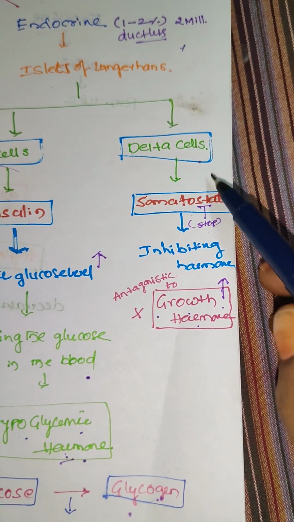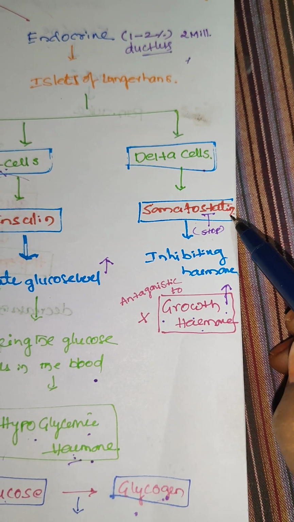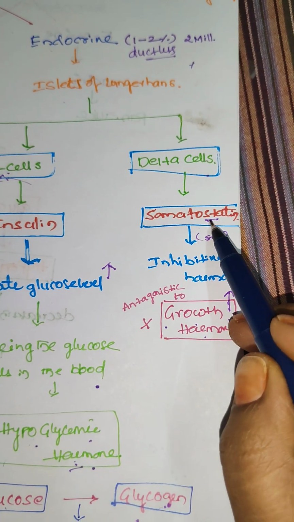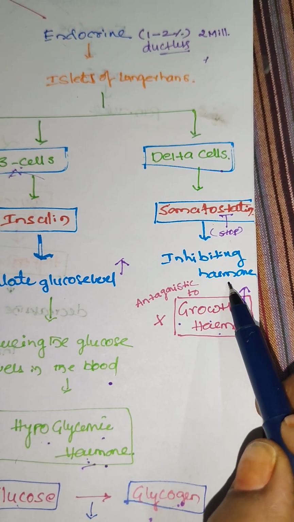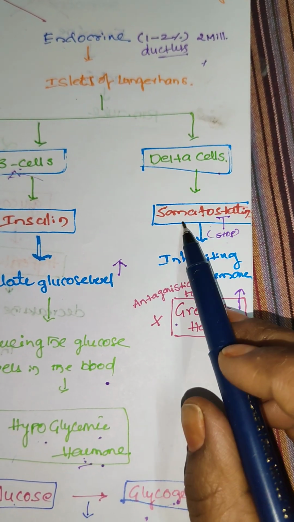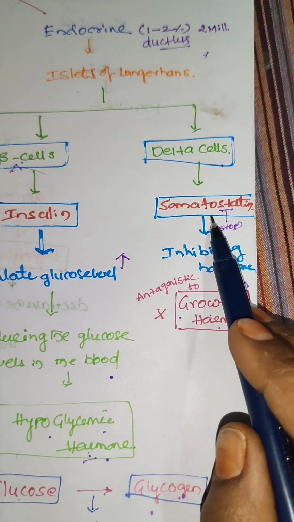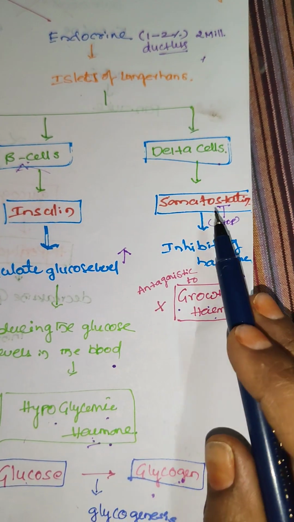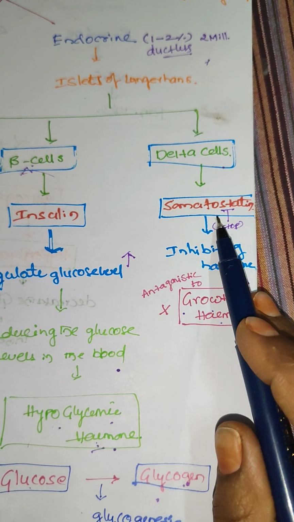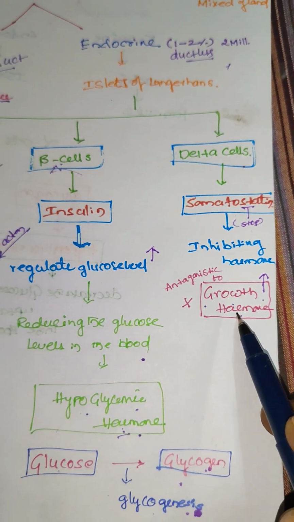Delta cells release the somatostatin hormone. You have to remember it like this: ST means stop, not start. It is the inhibiting hormone, growth inhibiting hormone, somatostatin. So it is antagonistic to the growth hormone. Growth hormone increases the height, somatostatin decreases the height. That is why these two are antagonistic in nature.